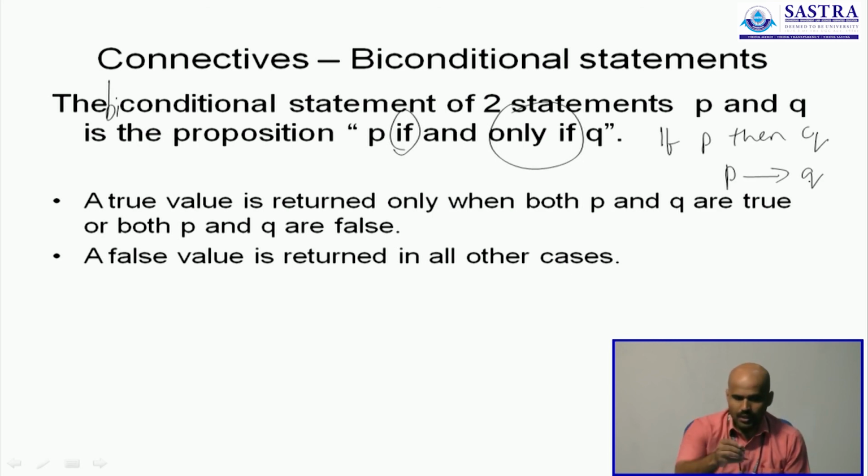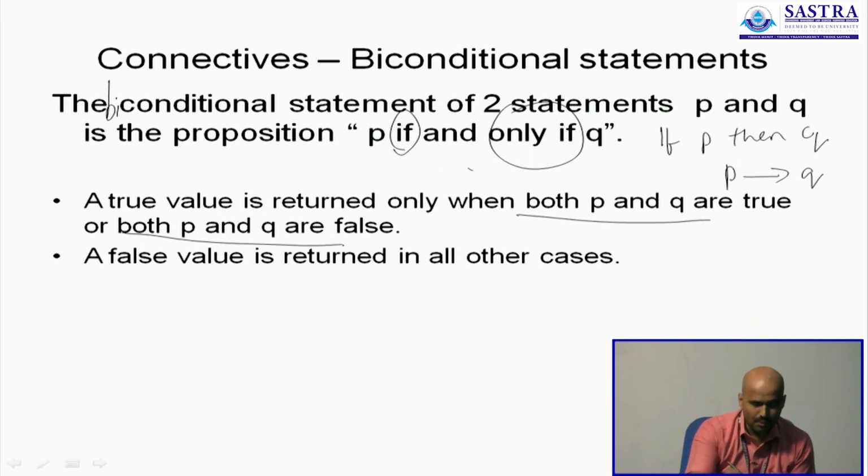It says P if and only if Q. How do you understand that? How do you get this phrase called if and only if? This is what explains that. A true value is returned only when both P and Q are true, or when both P and Q are false. You want the same truth value for both statements, nothing different. In such cases, this connective takes up the truth value as being true. In all other cases, it takes up the truth value as being false, and that's how you understand a biconditional.